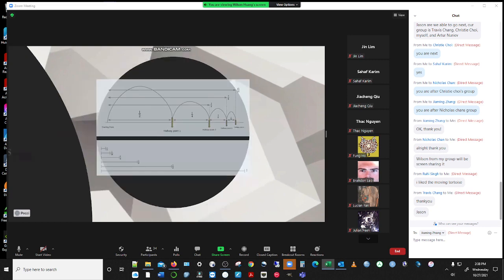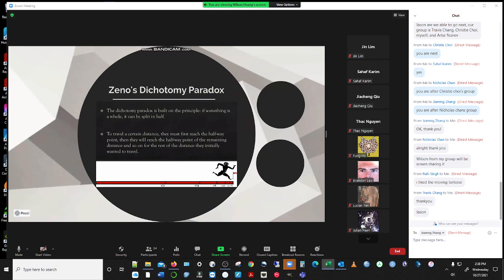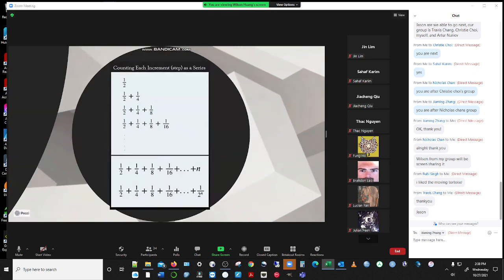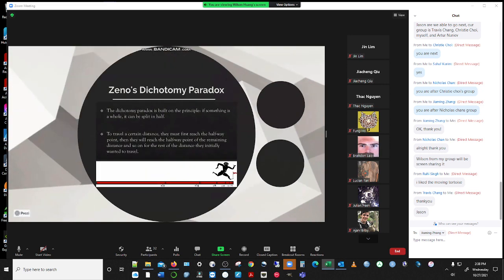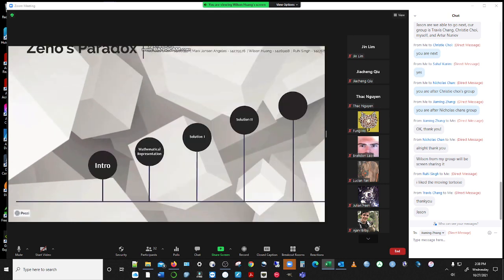There will always be a distance remaining, and hence there will always be an interval to be halved. This will continue for an infinite number of steps, and take an infinite amount of time for the person to reach their destination. The individual will never reach their destination, thus making motion or displacement from point A to point B impossible, an illusion. This is Zeno's dichotomy paradox.